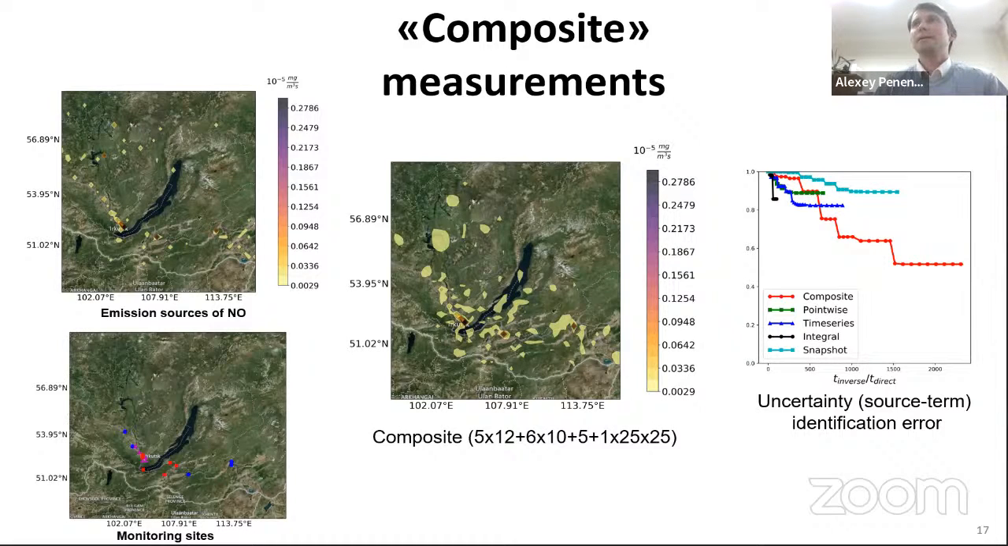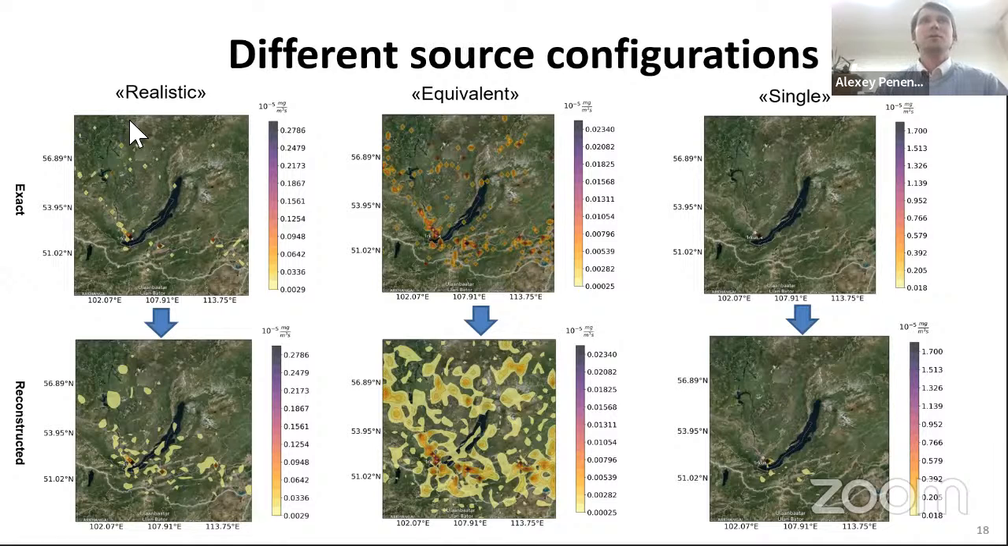Okay, what if we take another configuration of sources? Here is what we considered previously: the equivalent sources, where the emission rates are identical for any city in the region. This is what we obtain. You see, we obtain some artifacts here. Also, a scenario where all the sources are in Irkutsk, in the nearest grid point to the city of Irkutsk, actually. And what do we construct here? We construct the source, and also there are some artifacts here.